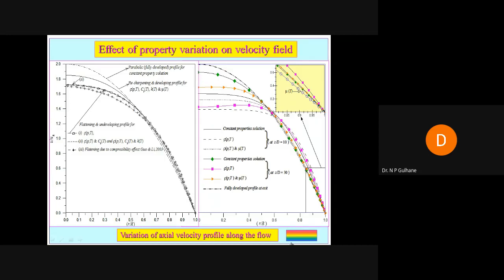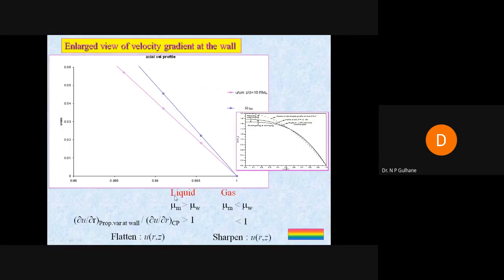So this is the impact of property variation. You can see here how it happens. This is the flattening profile. This is called the flattening of the profile. This dotted line is a parabolic profile with constant property. You can see with property variation how the flattening is taking place. And because of more heat flux at the wall, more heat is being carried out at the wall.